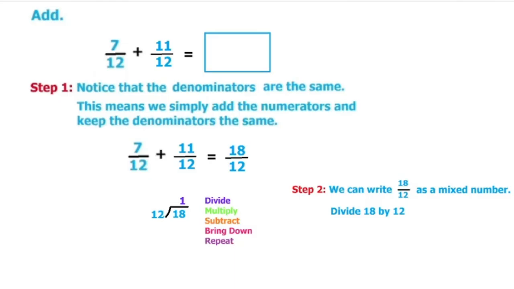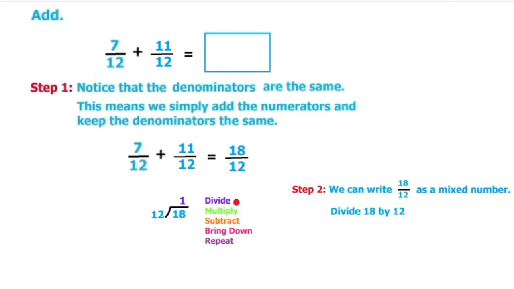So divide. 12 fits into 18 once, right? 2 times is too many. 12 times 2 is 24. So we're looking for 18. So we've divided now. The next thing to do is to multiply 12 times 1. 12 times 1 is 12.